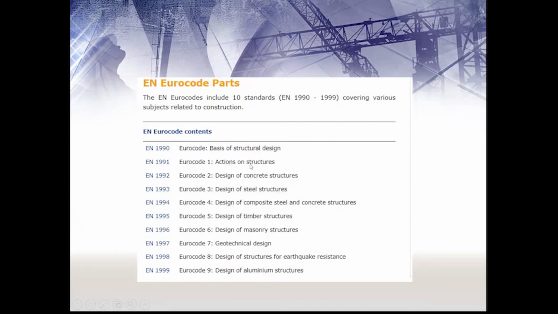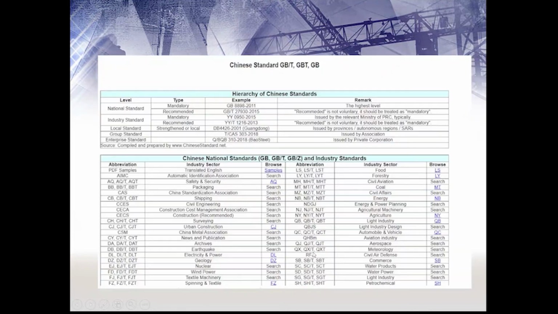Basic structure design. This is for action on structures, design of concrete, steel structure, composite, timber, masonry, and so on. We have also this one, which is a Chinese standard. It has different letters, GBT, depending on which one we are using. For instance, I can take CECS construction. This one is recommended. All the industry sectors have their own building standard.